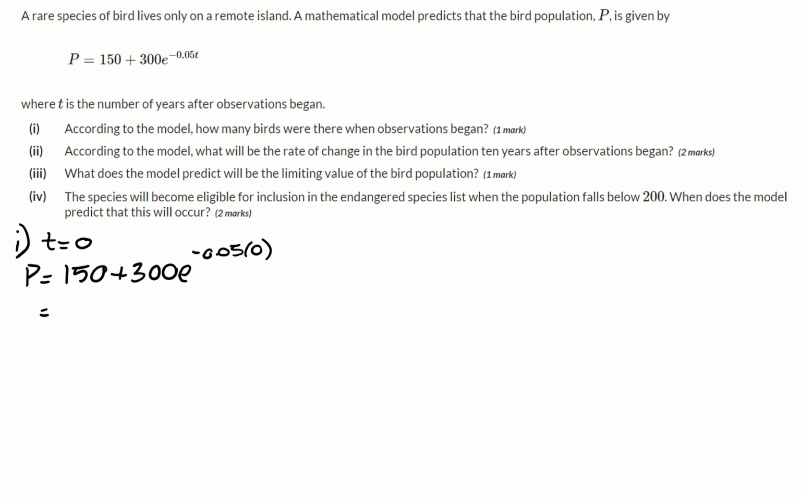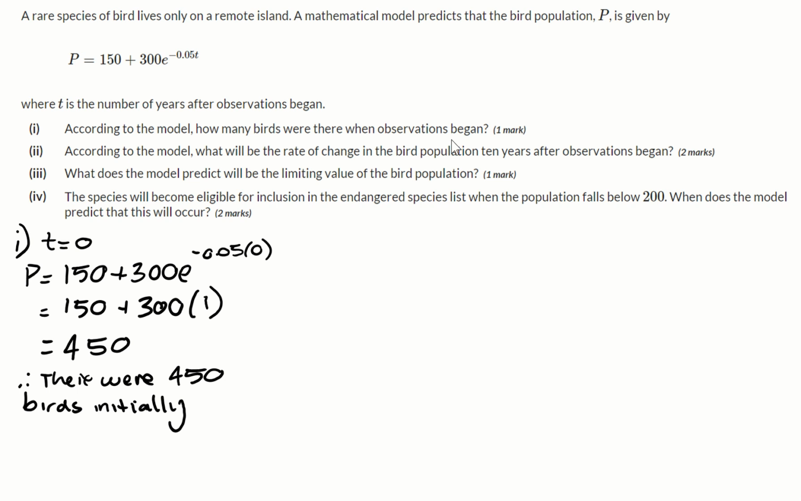Remembering that anything with a power of 0 becomes 1 is the big mistake here that people can easily make. So knowing that gives you a value of 450. And once again, worded question, worded answer. So therefore there were initially 450 birds. Question 2. According to this model, what will the rate of change in the bird population be after 10 years?